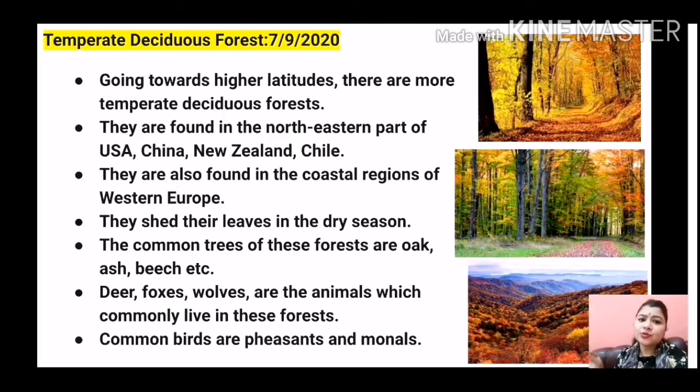Deer, fox, wolves are the animals. These are the animals who used to live in this type of forest, that is temperate deciduous forest. And common birds are monals and pheasants. So in your book, the picture of monals and pheasants is given. You can just go through it. Okay, students? So you can see some pictures of temperate deciduous forest.